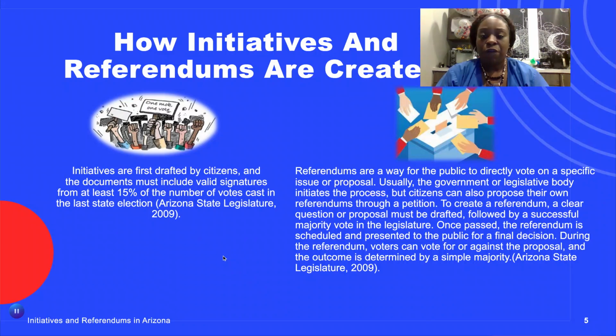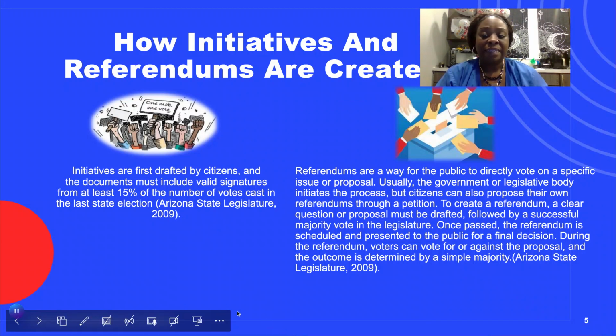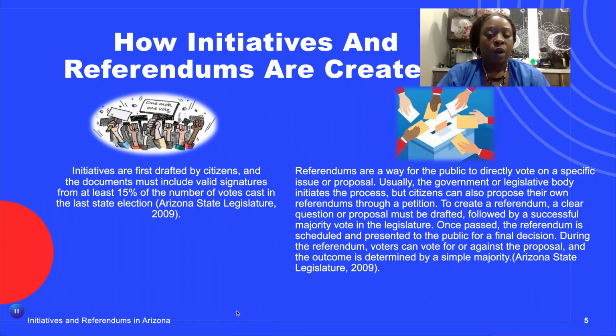So, initiatives are first drafted by the citizens, and the documents that the citizens collect must have valid signatures from at least 15% of the number of votes cast in the last state election. Whereas referendums are ways for the public to directly vote on specific issues or proposals. Usually, the government or legislative body initiates the process, but citizens can also propose their own referendum through a petition.